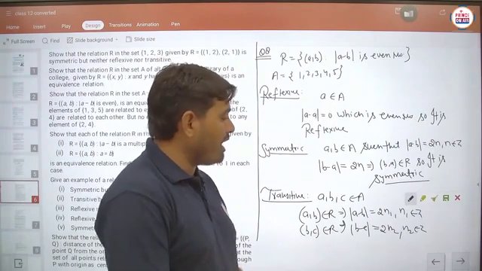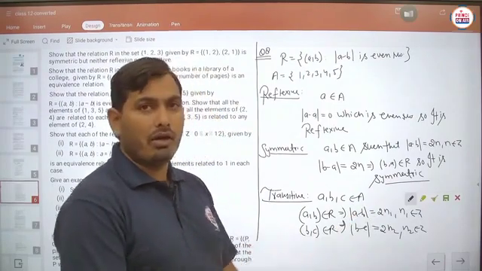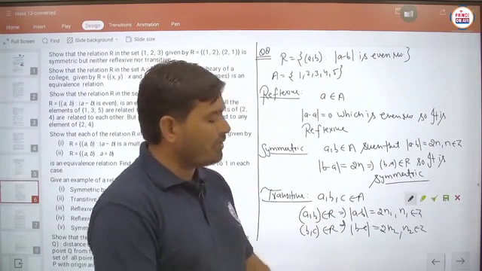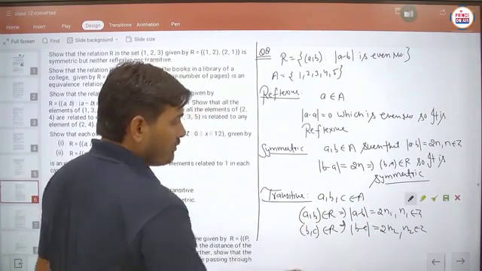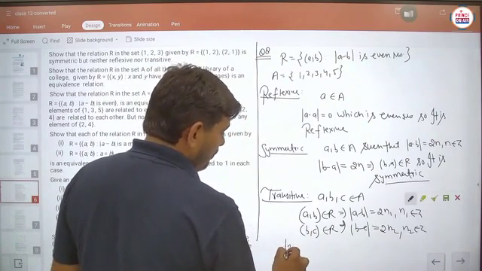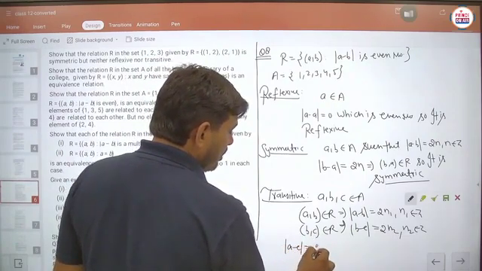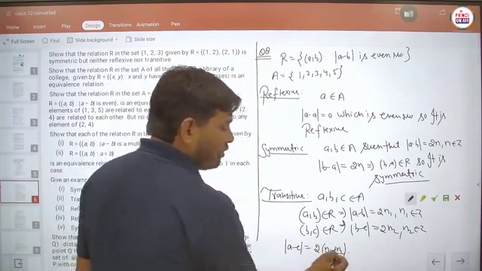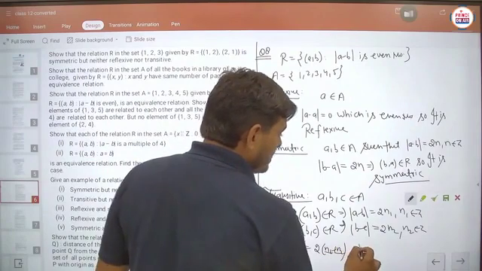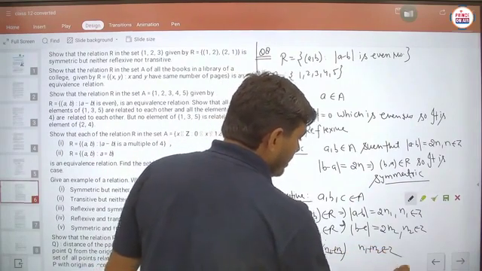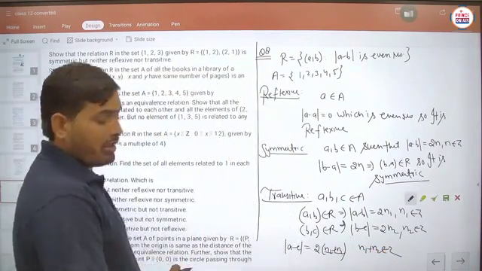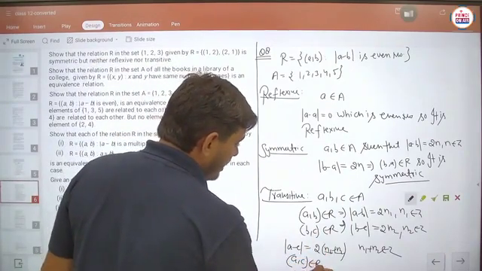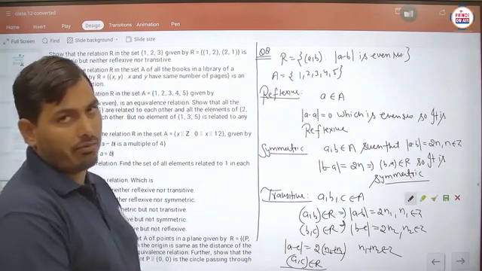So we have mod of a minus b equal to 2n1 and mod of b minus c equal to 2n2. Definitely student, if we add both equations, then from these two equations, mod of a minus c will equal 2 times n1 plus n2. Is it to be clear? And n1 and n2 both are integers, so n1 plus n2 will also be an integer, meaning it is also divisible by 2, and you can say that (a, c) belongs to R, so it is said to be transitive. Is it to be clear?